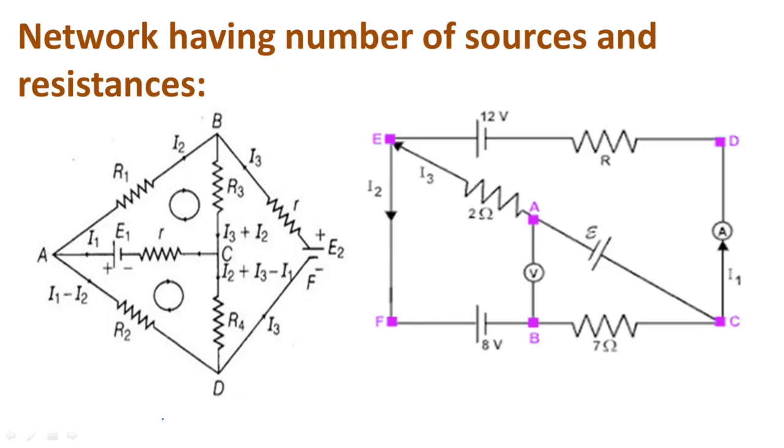In these two circuit diagrams, we see that a number of resistors are connected along with the sources, and the combination is neither series nor in parallel. To analyze such complex circuits, Kirchhoff stated two rules. In 1842, Robert Kirchhoff stated two laws to determine currents and potential differences in complicated circuits.